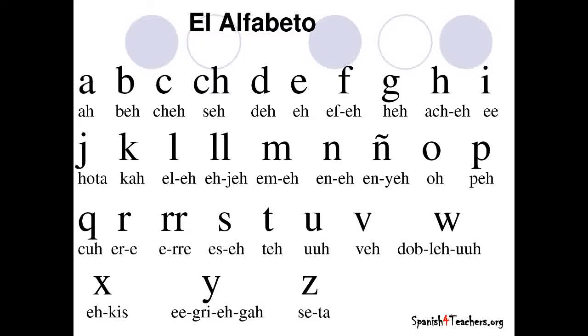Welcome to Lesson 1. In this lesson, you will learn the names of the letters in the Spanish alphabet and how to pronounce them, as well as some important things about pronouncing certain types of words. First, let's practice the Spanish alphabet. There are 28 letters in the Spanish alphabet.